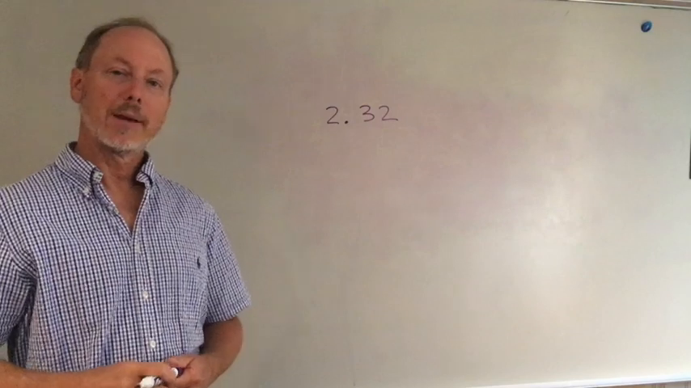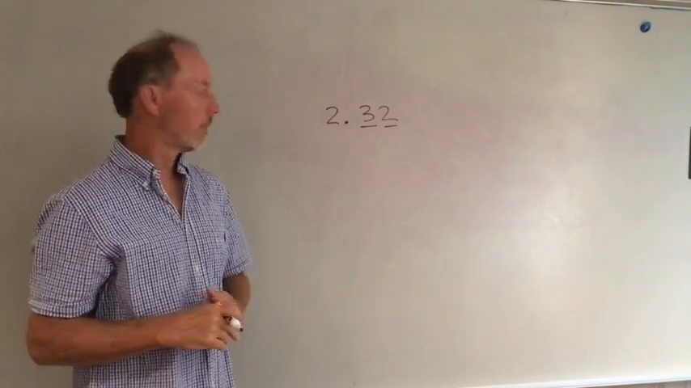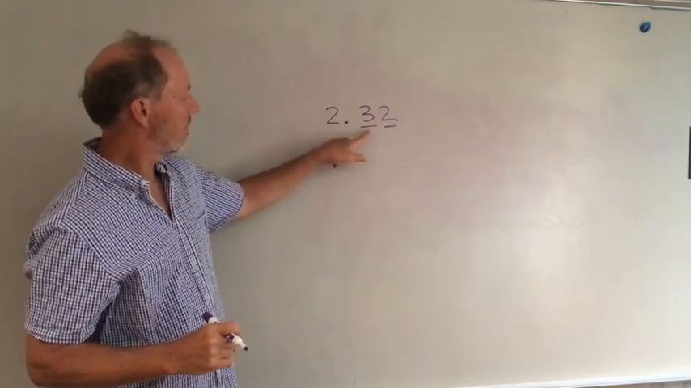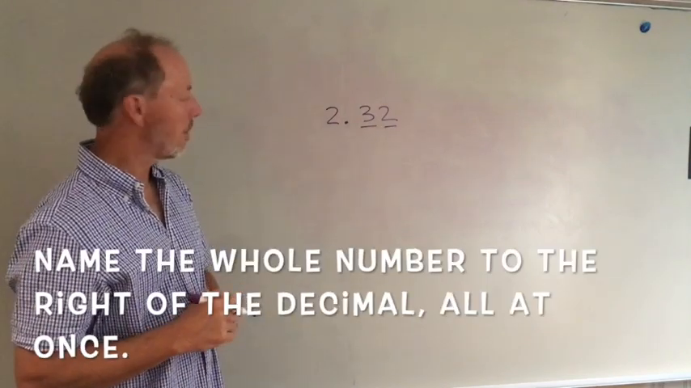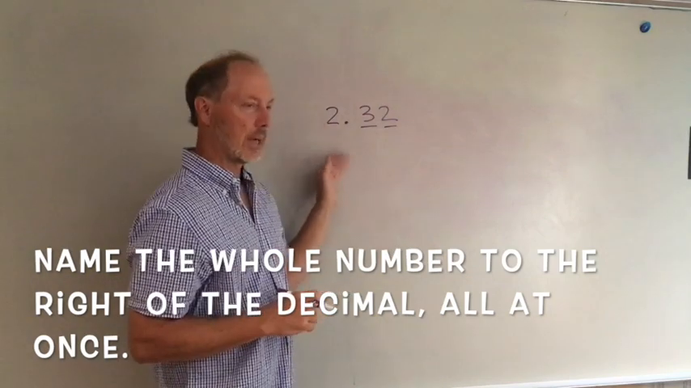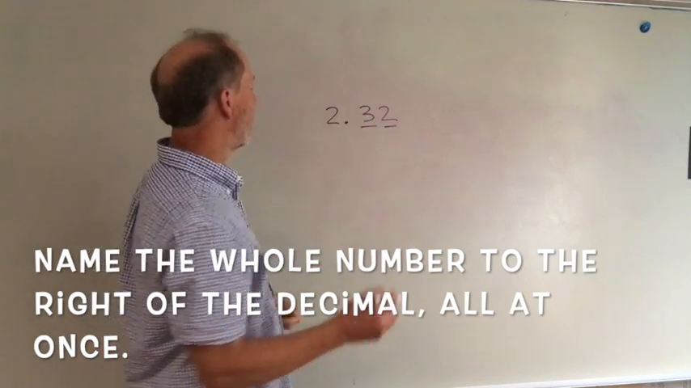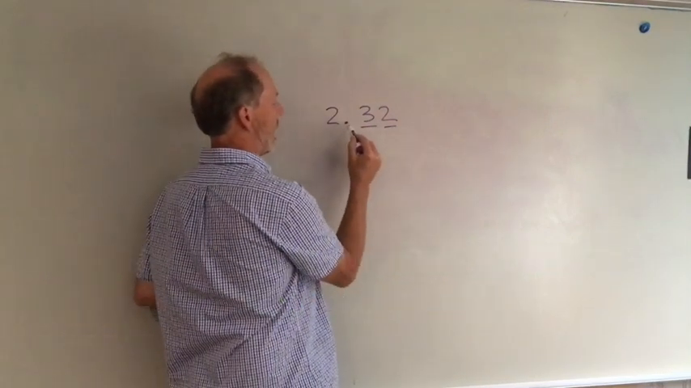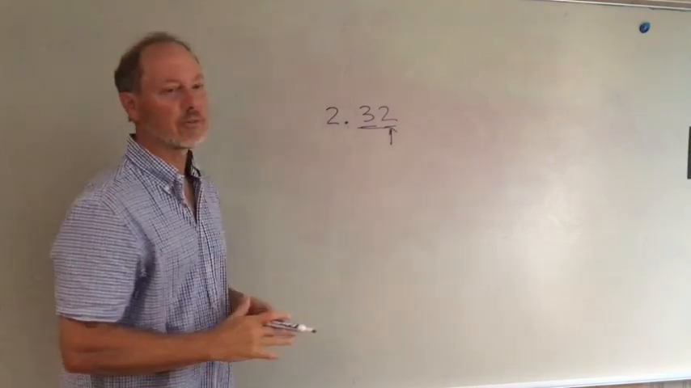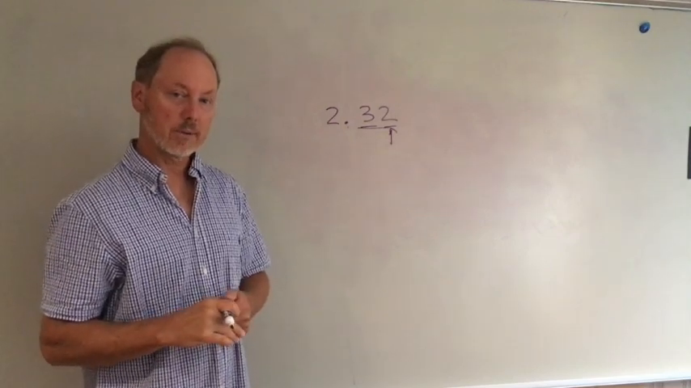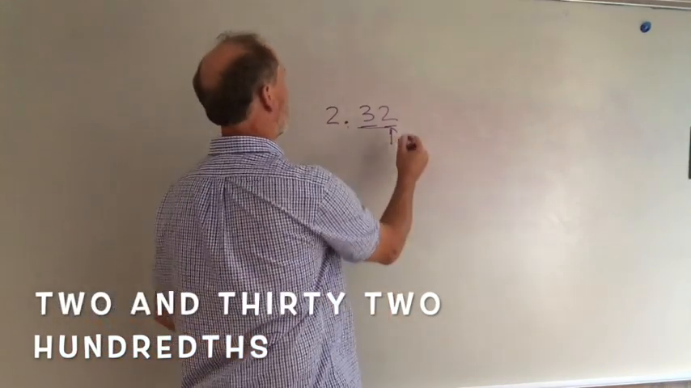Now, we have a number that goes 2 places beyond the decimal. Remember, so we're going to say them out. This is the tenths place. This is the hundredths place. When we name these numbers, we don't have to say 2 and 3 tenths and 2 hundredths. We don't have to do that. We can say 2 and 32, and we just name the place value where the number comes to an end. Okay? So that's 2 and 32 hundredths.